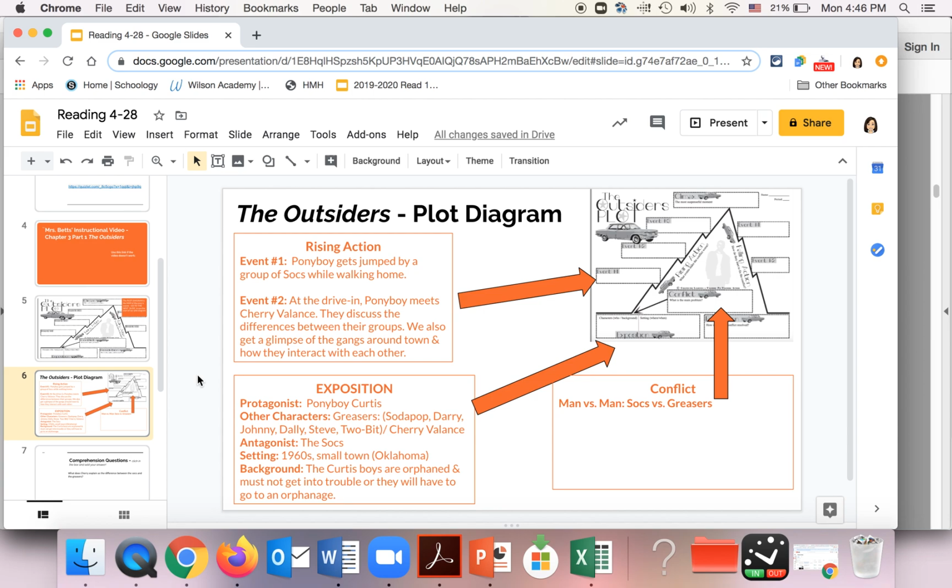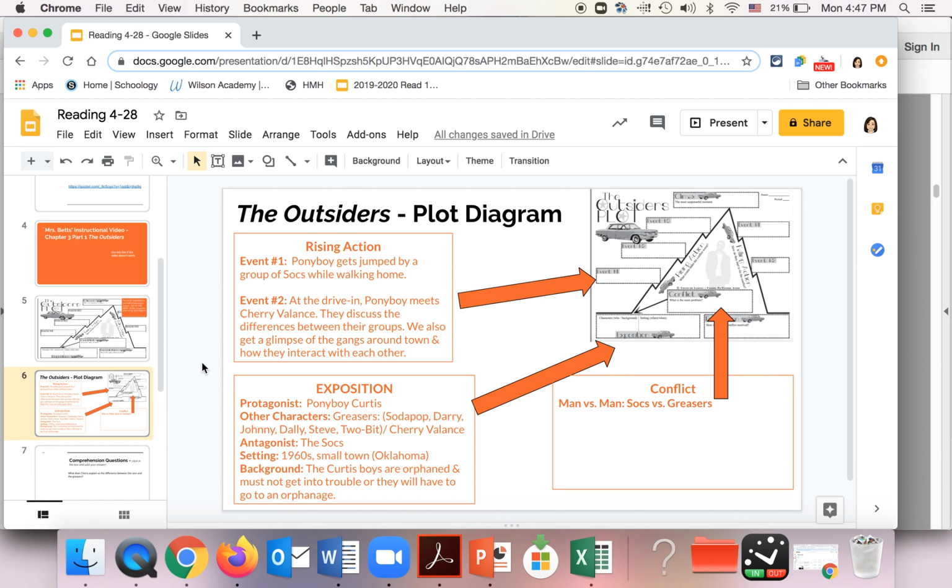Darry, who is 20, is now working like a parent and providing for both the boys. We also know that Soda Pop dropped out of school and is working at a gas station with his best friend Steve, and that Ponyboy is a bit different from the rest of the characters, as we know that he's our narrator, he's our main character, and we know that he doesn't want to fight. He's very smart and good at school. He's not quite into girls, and he's definitely just a good overall boy.